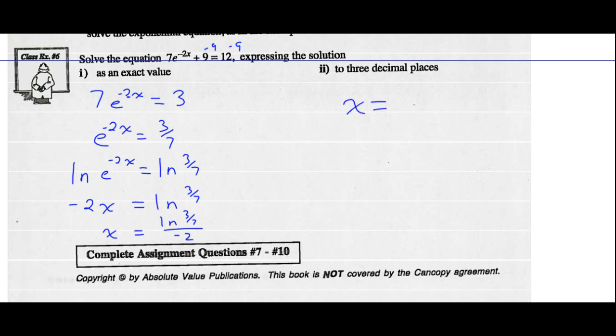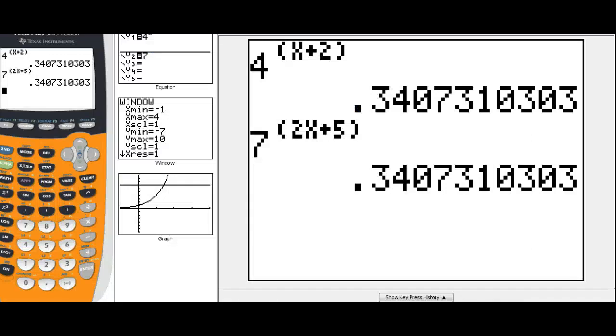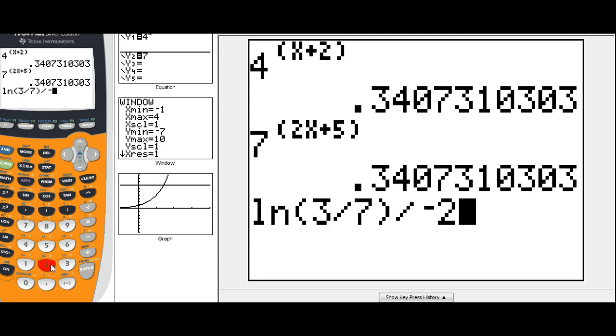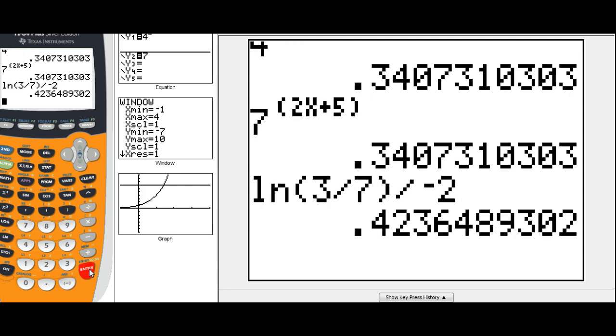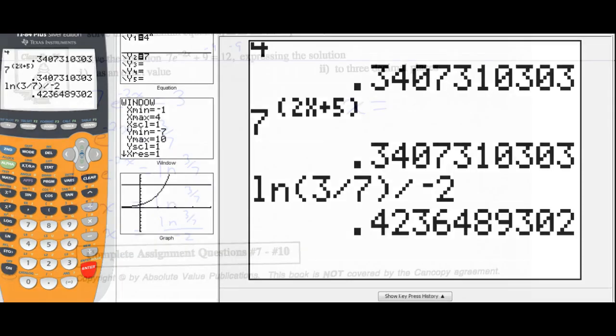So that value to the nearest 3 decimal places. Natural log of 3/7. Divide that by negative 2. And we get 0.4236, so 0.424.